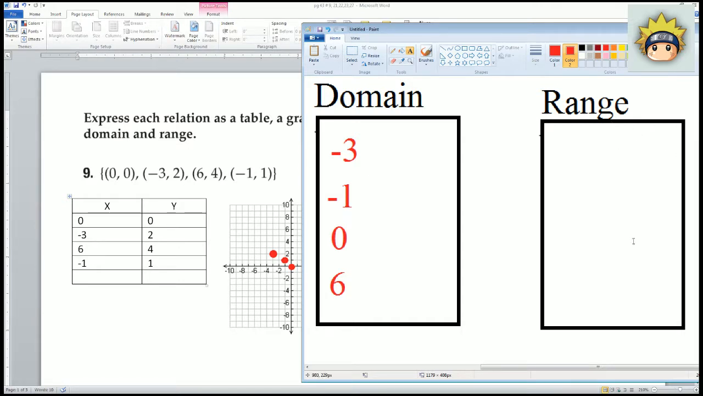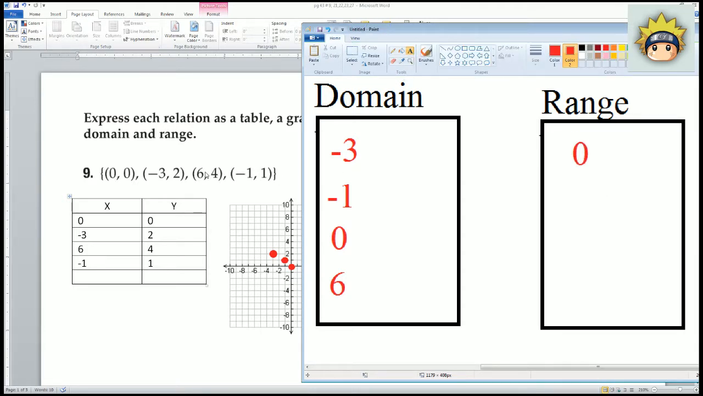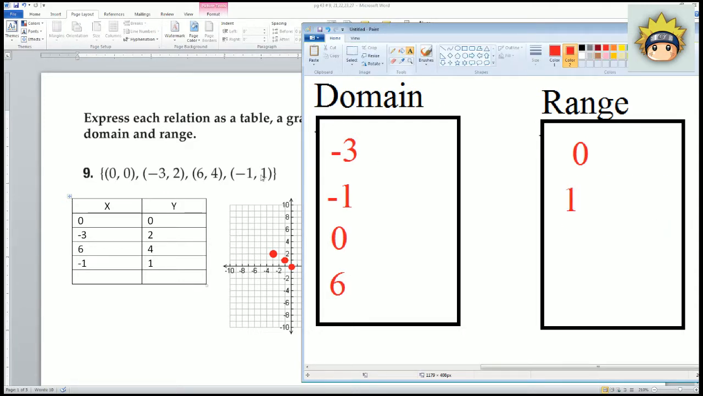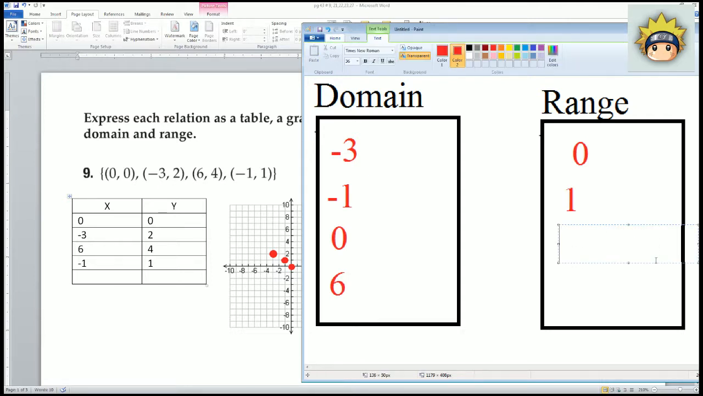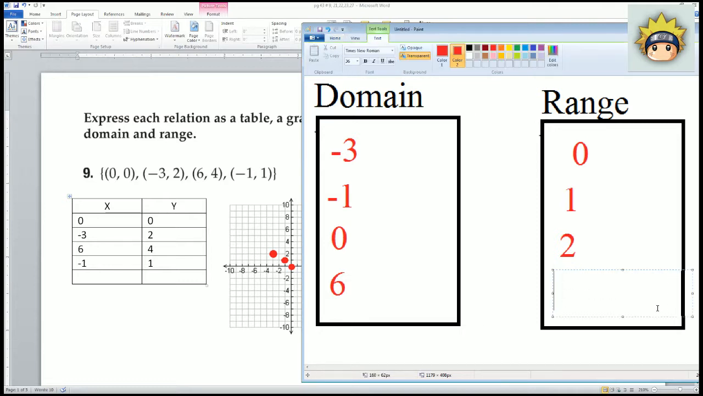Next, the range. The smallest y value that's here is a 0. Next, let's look at it. I have a 2, 4, and a 1. So the next one would be 1 because we have to do it in order. Next, it is a 2. Then lastly, it looks like that is a 4.